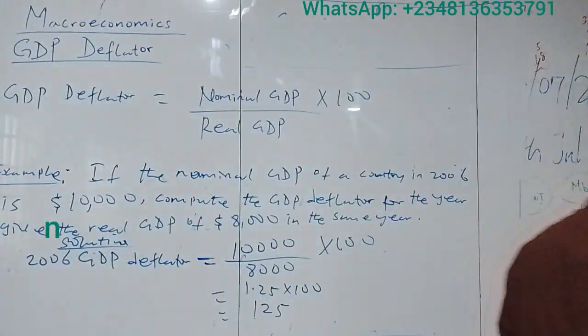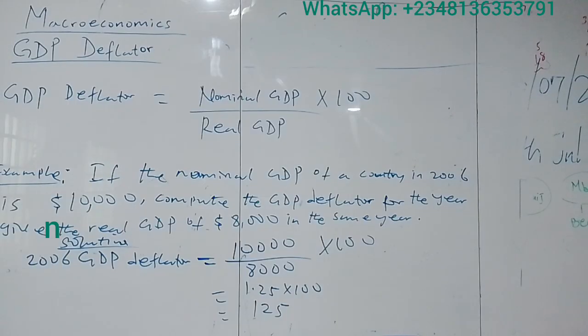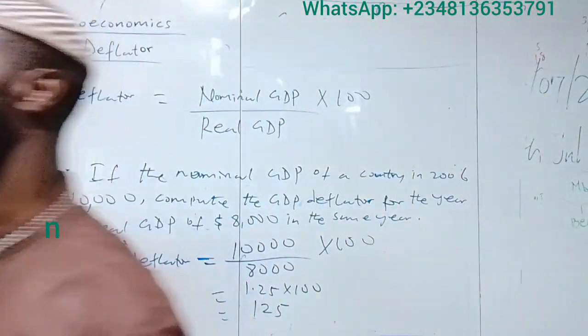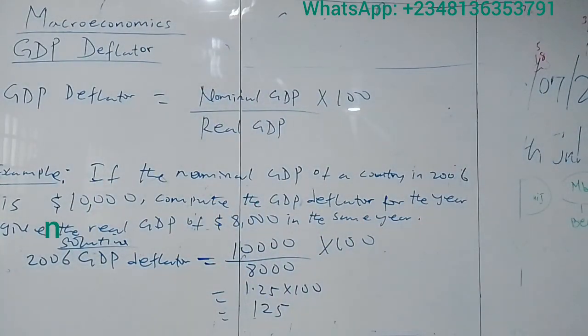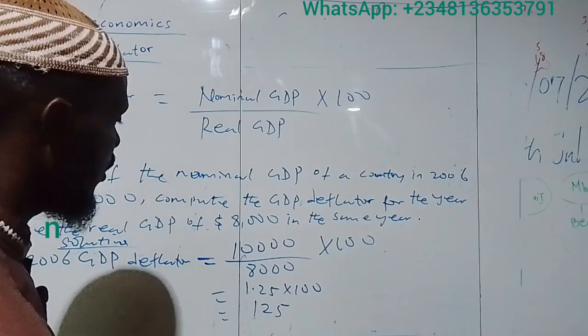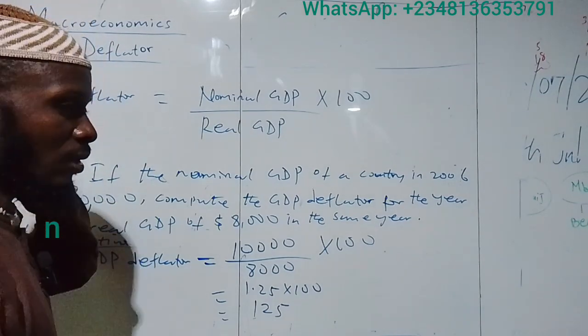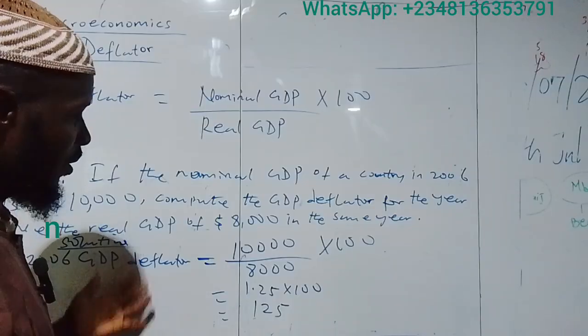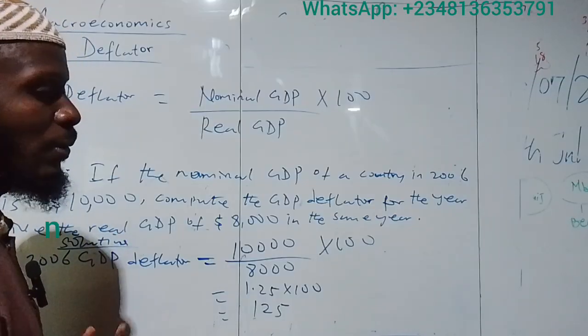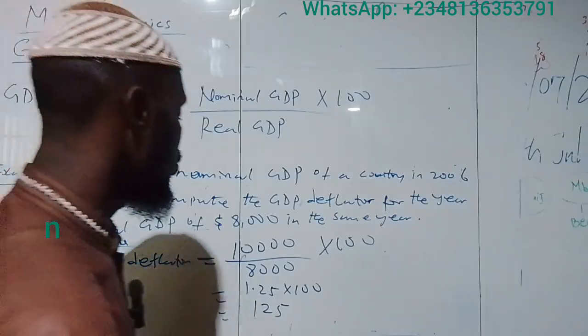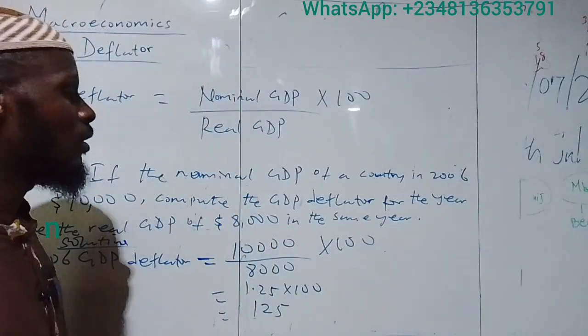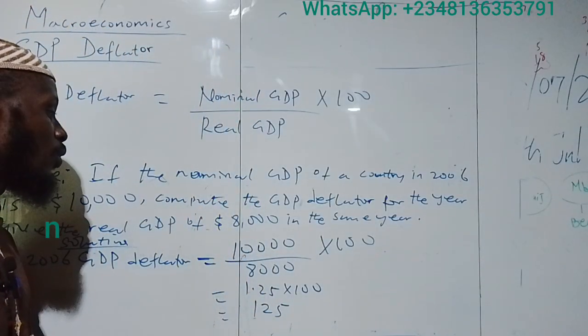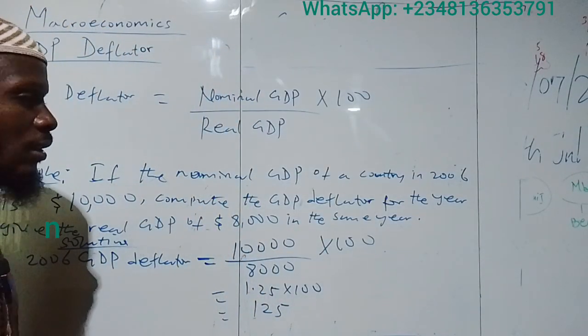So in other words, GDP deflator is 125. You don't put percentage there, because you multiply by 100. That 100 is just to scale it up. It does not indicate percentage. The scaling unit is 100, so don't put percentage there. So say 125. This 125 is our GDP deflator for 2006.